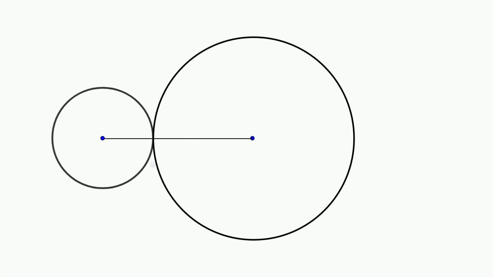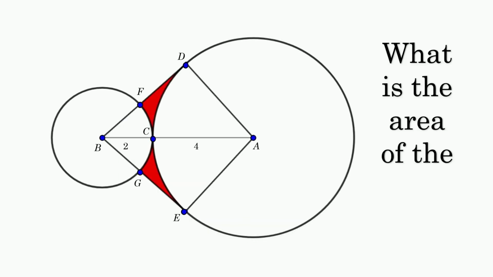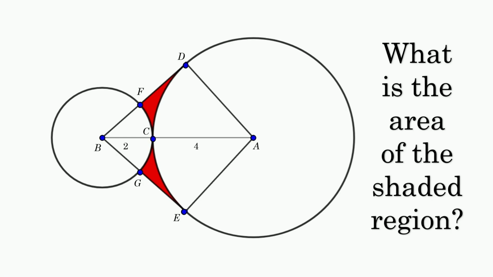All right. So our first one, here's what we've got. We've got a circle, radius of 2, and another circle, radius of 4. They're connected. The two circles touch just like that. So we'll call those points A, B, and C. The center of the large circle A, center of the small circle B. And BD is tangent to circle A, and BE is also tangent to circle A, and our job is to figure out what is the area of this shaded region that is red.